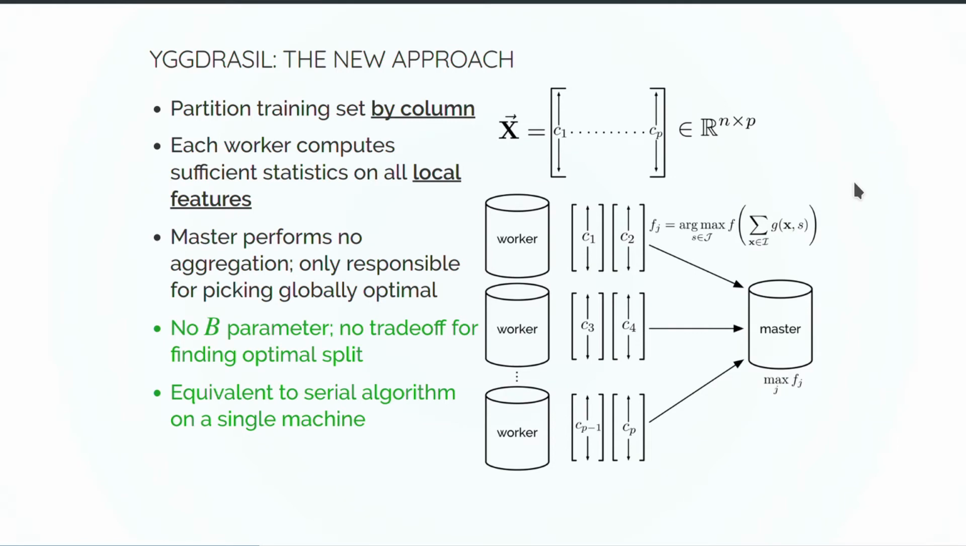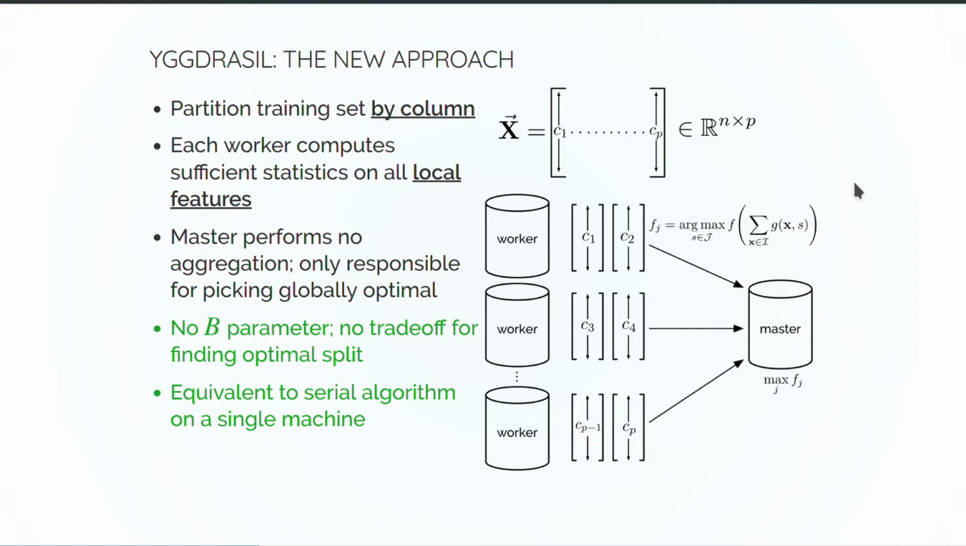Here's our proposed approach, and it's actually not too hard. The only difference, well, there are a couple of differences, but the key distinction to note is rather than partitioning by row, we're partitioning by column. So we're not partitioning individual instances, we're partitioning individual features. This is reminiscent of columnar databases, and it's kind of where we stole the idea from.